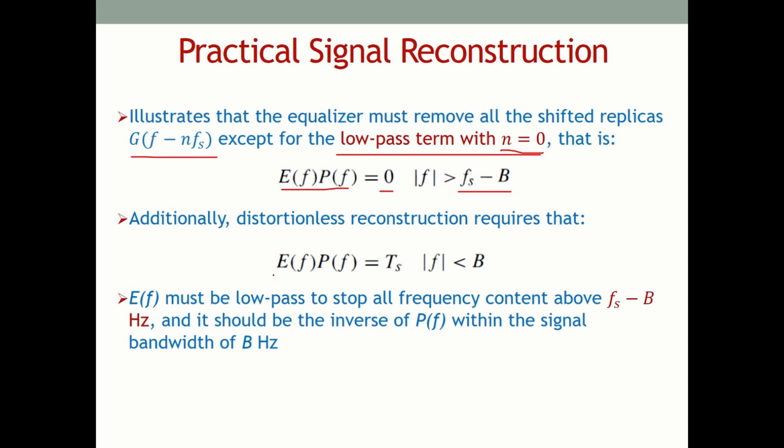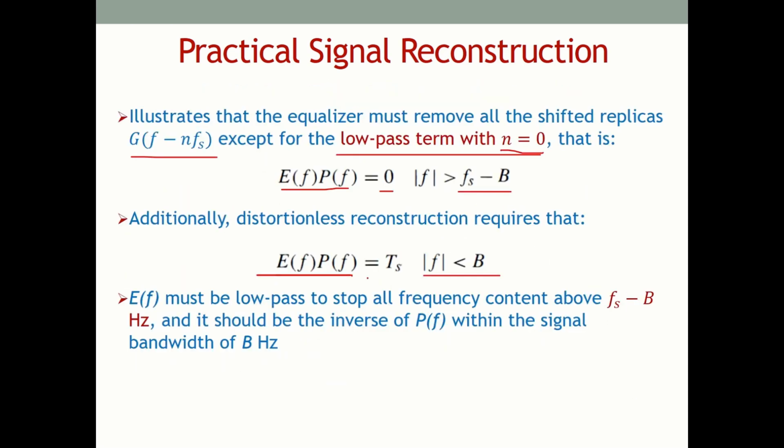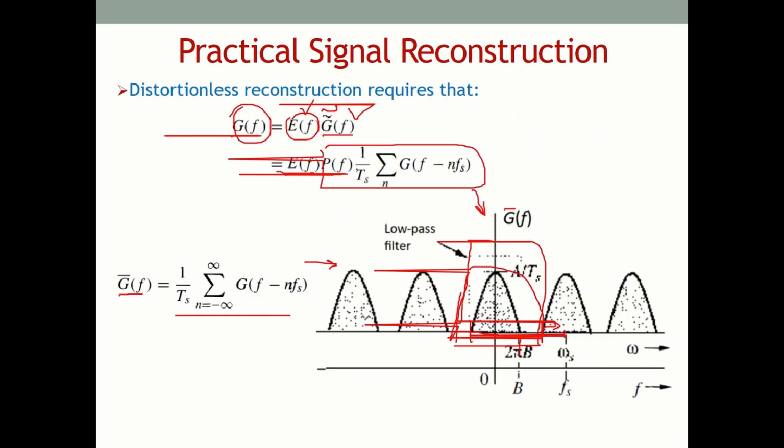Secondly, we know that the product of E(f) and P(f) within this region, this bandwidth B, should be equal to Ts, because if we look here, there's a 1 over Ts term. If you want to get an exact copy of G(f), the product of E(f) and P(f) must be equal to Ts. These two cancel each other and we get an amplitude of 1 here. The n Fs terms can be removed by using the low pass filtering mechanism. So now the next thing is the shape of this E(f).